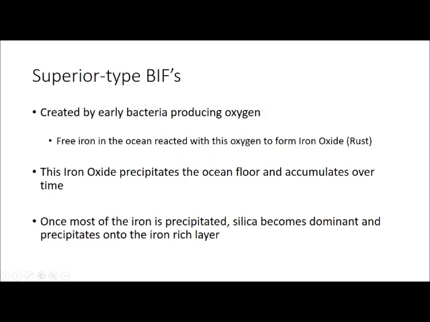So how do we get banded iron formations? First off, there are two main types of banded iron formations. The first, and found over a wider area, is known as superior-type banded iron formation. These were created when early bacteria produced oxygen through photosynthesis. This oxygen would react with the free iron in our early oceans to form iron oxide, or rust. The iron oxide would precipitate to the ocean floor and accumulate in a layer. Once the water becomes iron poor, silica becomes the most prevalent molecule. This silica then begins to precipitate to the ocean floor. This is how we form the layers of chert we see in the banded iron formation sequence.